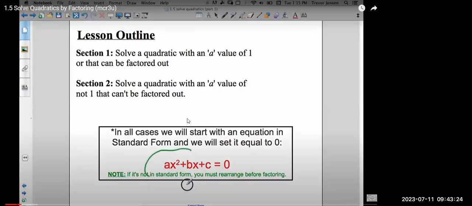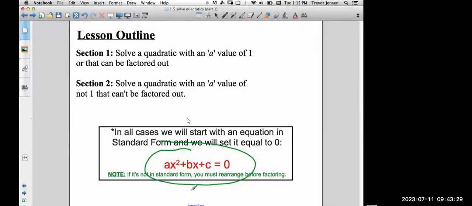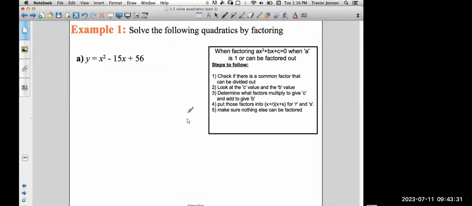To find the x-intercepts, or to solve a quadratic, the quadratic has to be in standard form, and it has to be set equal to 0. So that means sometimes you may have to rearrange before you solve. So let's go ahead and get started.